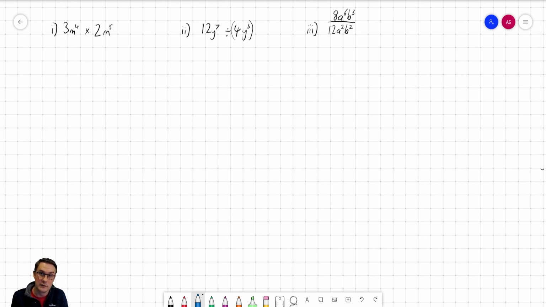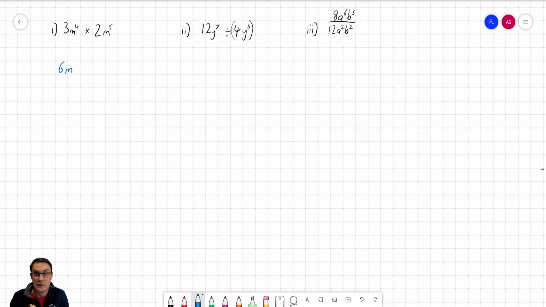So the first part I want to look at is just the numbers of this. So I'm just going to think about it initially as 3 times 2. When I work that out, I know that's going to give me an answer of 6. And so I've got that aspect of it done. Then I'm going to focus on the letters. Now I only have the letter m here, so that's going to be the next part of it.